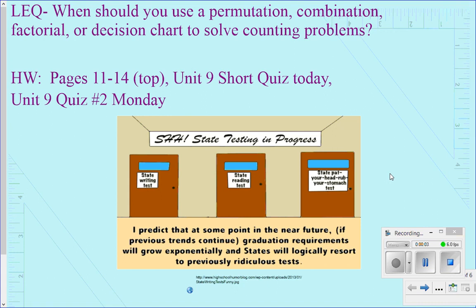This is day 14 of Unit 9. We started today with a short quiz, so if you missed class, you'll need to make that up. And then after that, we began working on some of the problems on pages 11 through 14 together. So we'll do that here together in the video.